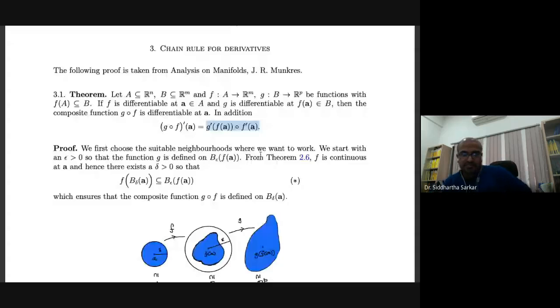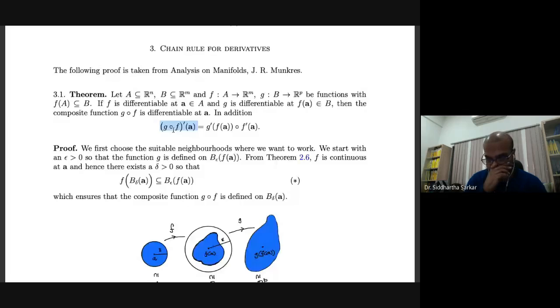Okay, so a short sketch of the proof. How do I do this? What you want to do is verify the definition of limit for the composition function. So you should be able to replace, in the definition of derivative, this linear map g'(f(a)) composed with f'(a). Because of the uniqueness, it proves that this linear map turns out to be the unique derivative.